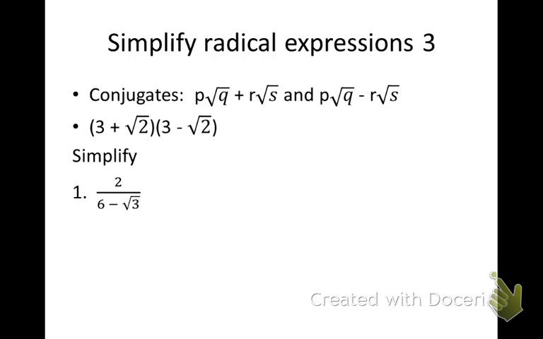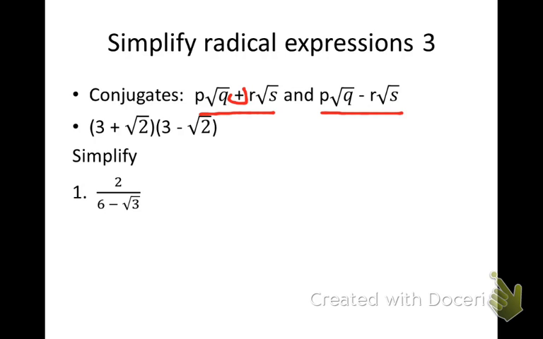This is very similar to what we've done with binomials when we multiplied a difference of squares and how the middle terms cancel. So if you have something like this, the conjugate of that would be this. Well, what is the difference? One has the plus sign, one has the minus sign. Everything else is the same. So 3 plus the square root of 2, the conjugate of that is 3 minus the square root of 2.